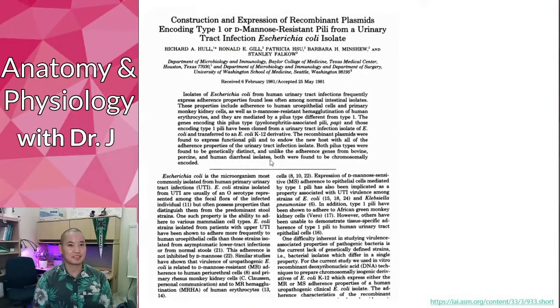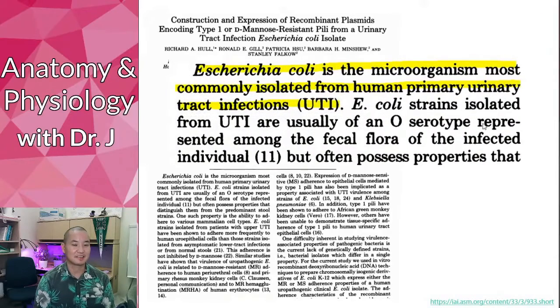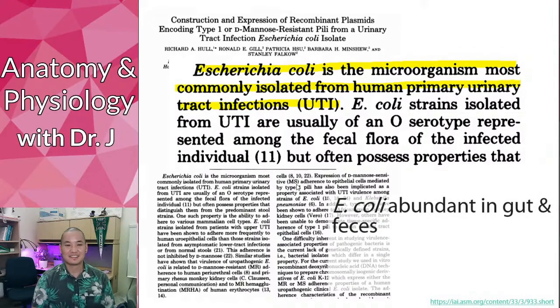So what's the most common cause of urinary tract infections? Well, it's a bacteria called E. coli, or Escherichia coli. So again, this is most commonly isolated from UTIs. And where do you find E. coli? You find it in your gut bacteria, in the gut and feces. So this is why, even though it seems pretty elementary, it's important to know which way to wipe in terms of being hygienic.